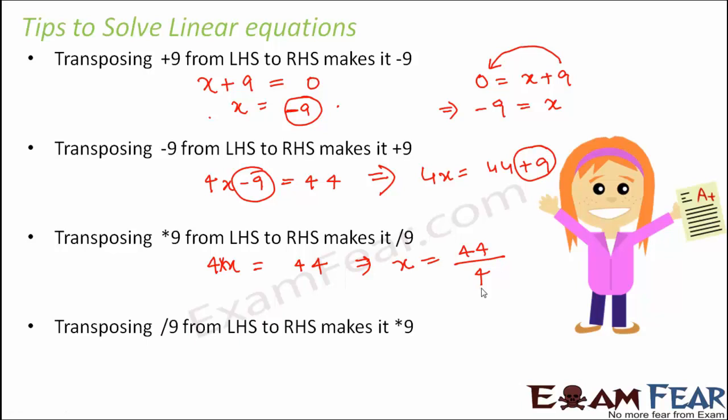Similarly, when we transpose divided by 9 from one side to another, it becomes multiplied by 9. Something like x by 4 is equal to y by 2. So in this case, if we take this 1 by 4 to the other side, it becomes 4 into y plus 2. So this is how we can solve linear equations very quickly.